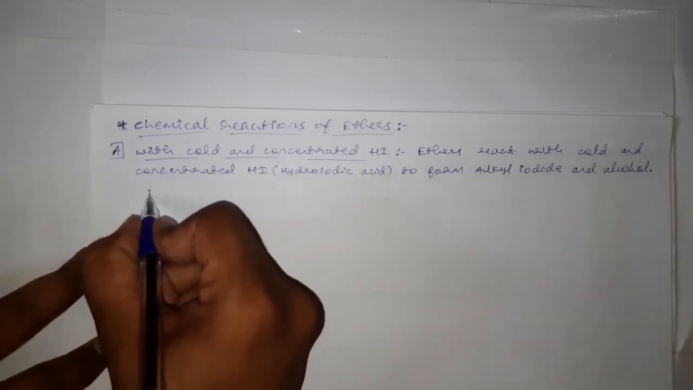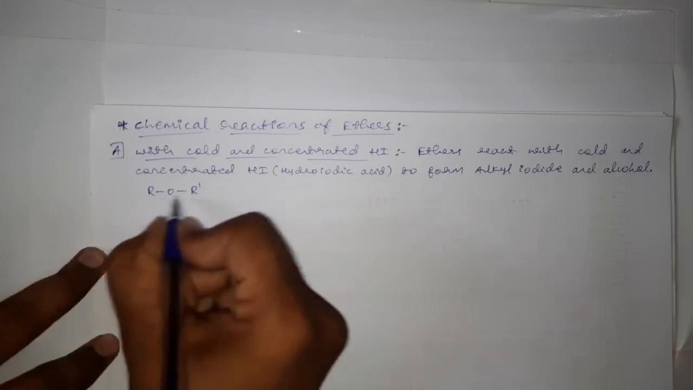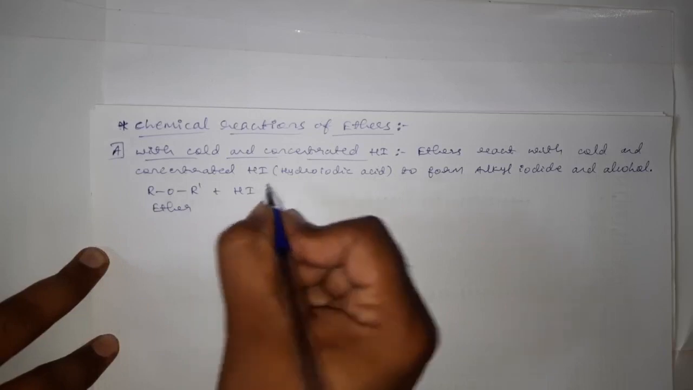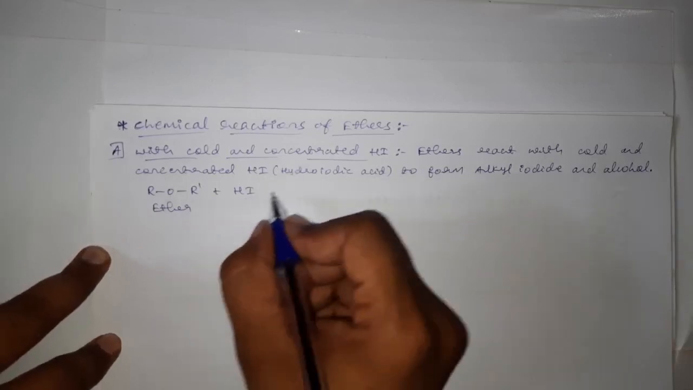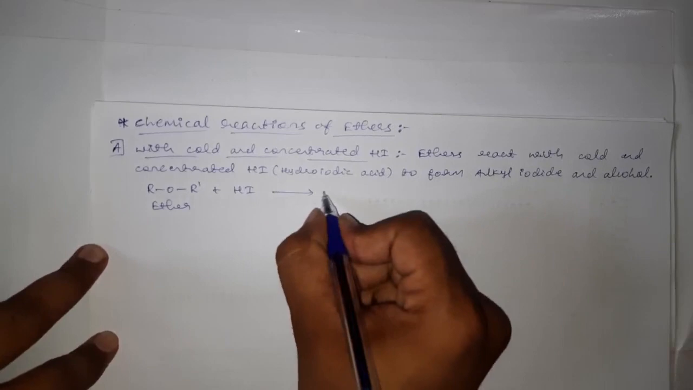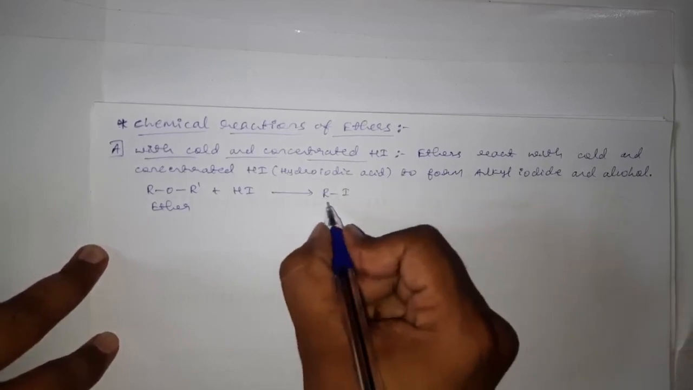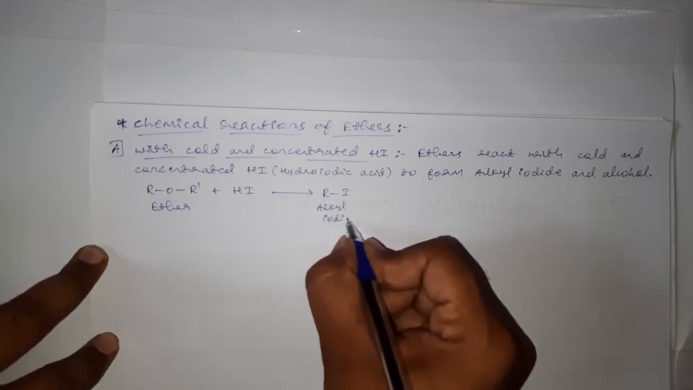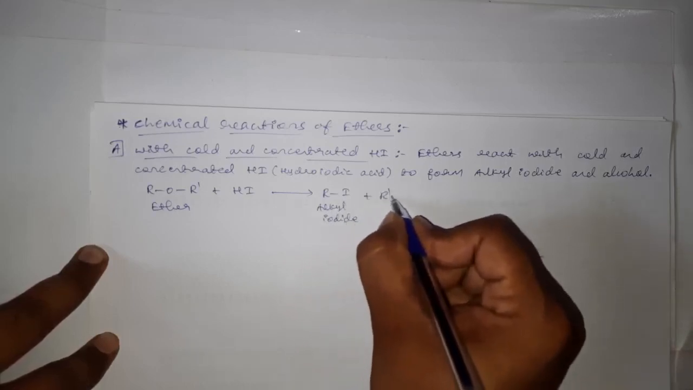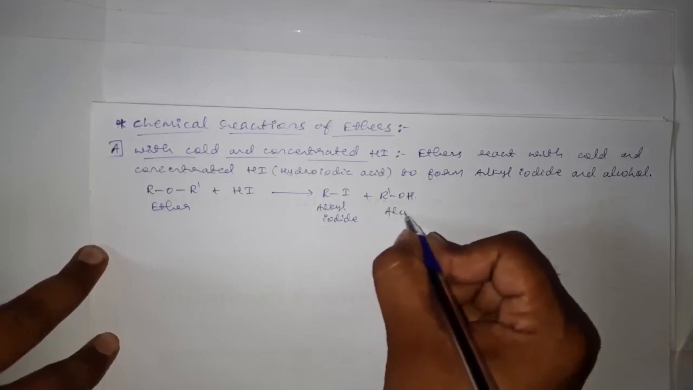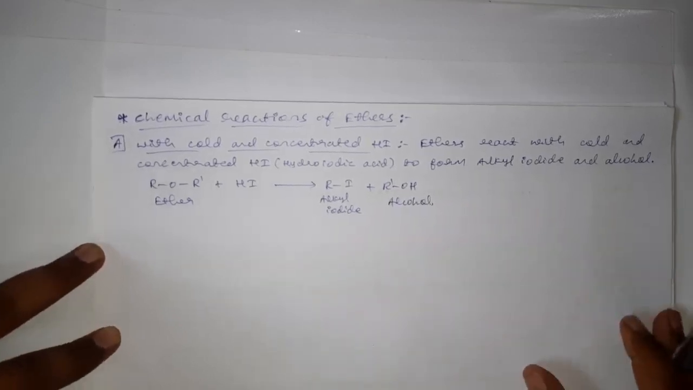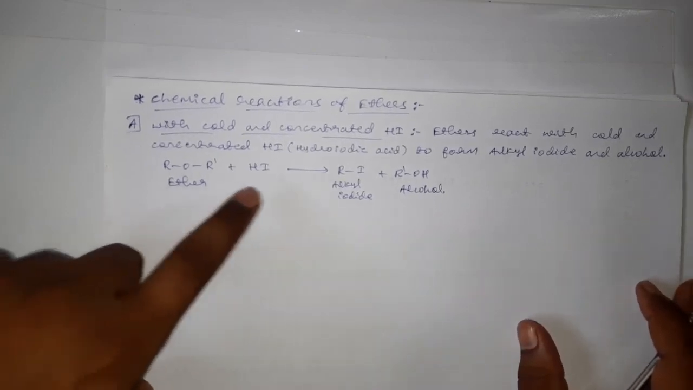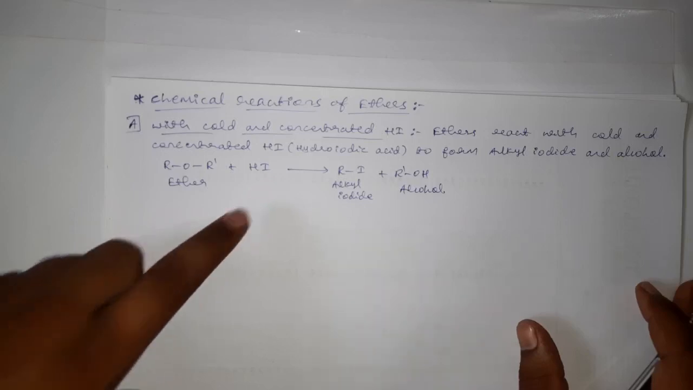See, the general formula for ether is ROR'. This is ether. When it is treated with cold and concentrated hydroiodic acid, here we will get an alkyl iodide plus alcohol. Okay, this is the general reaction between the ethers and hydroiodic acid.